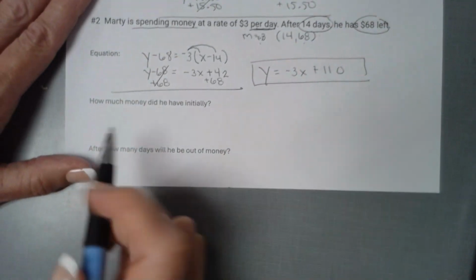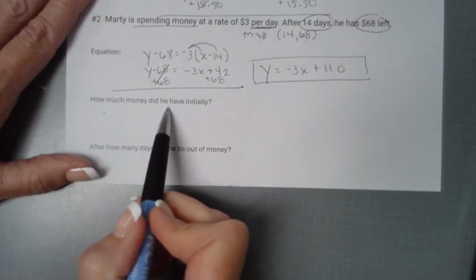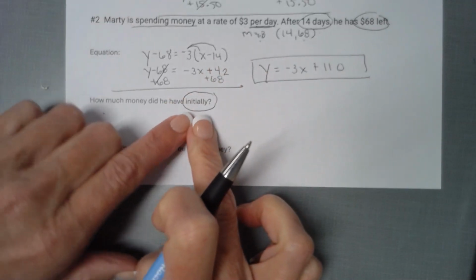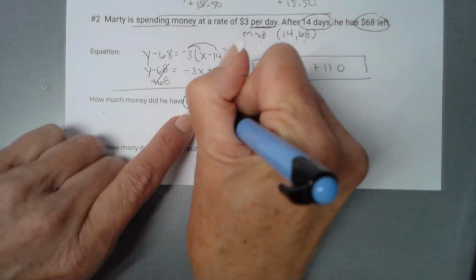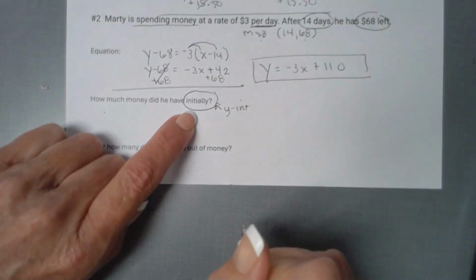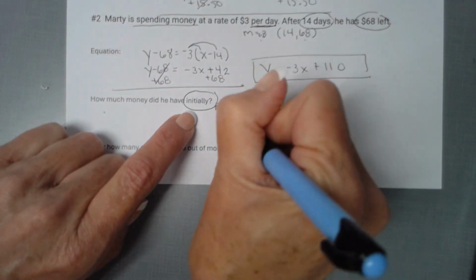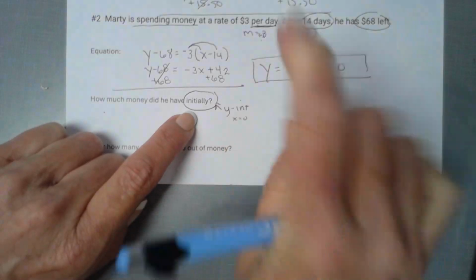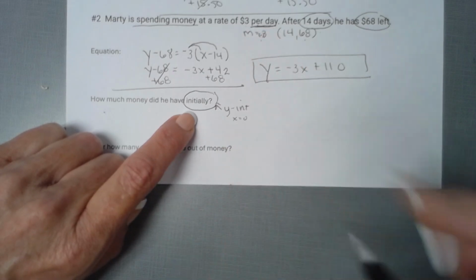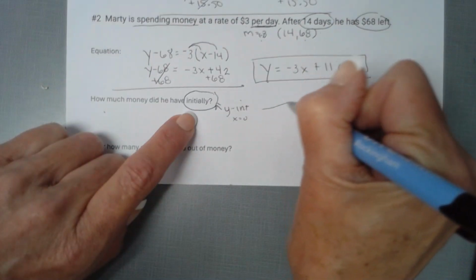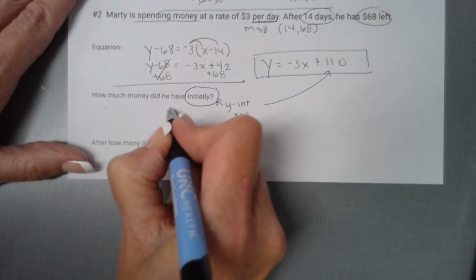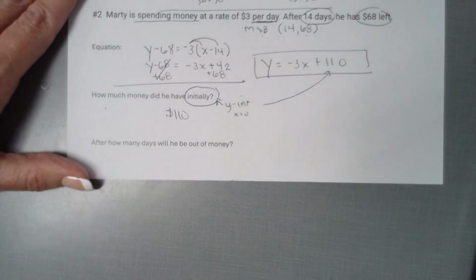So now, question, how much money did he have initially? Okay, initially is your y-intercept. Initially is your y-intercept. That's when x is 0, which means at 0 days that he started spending. So that's right here, folks. That's your y-intercept. So the amount of money he had initially was $110.